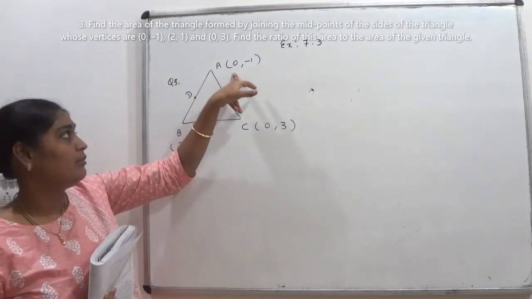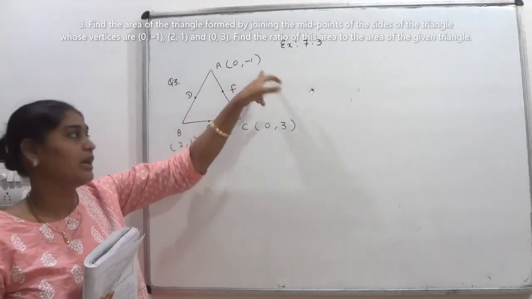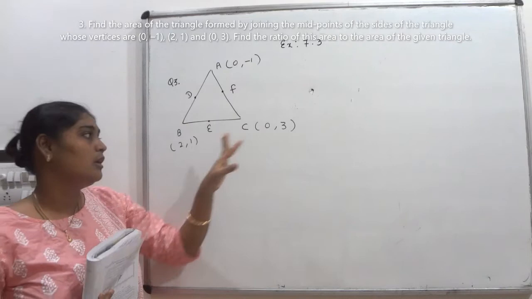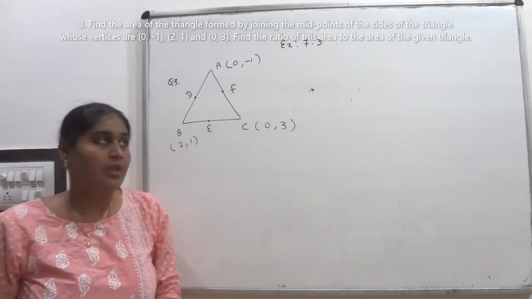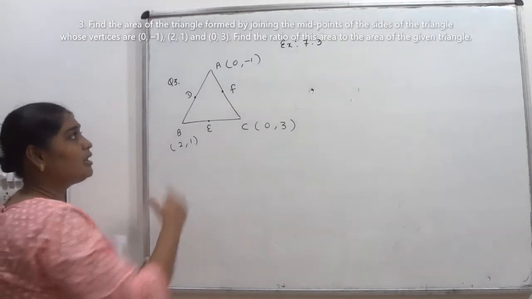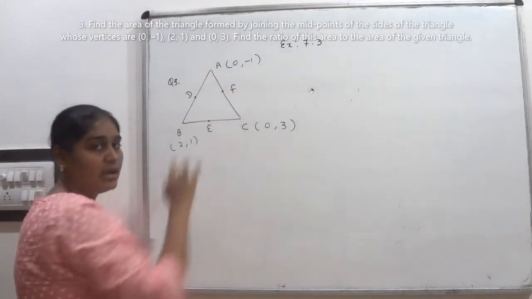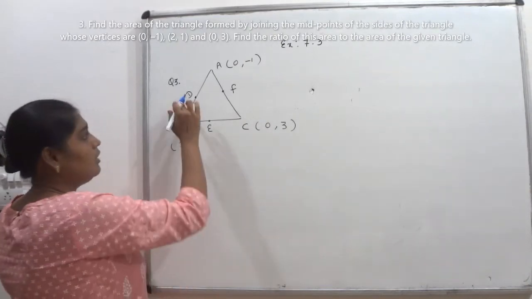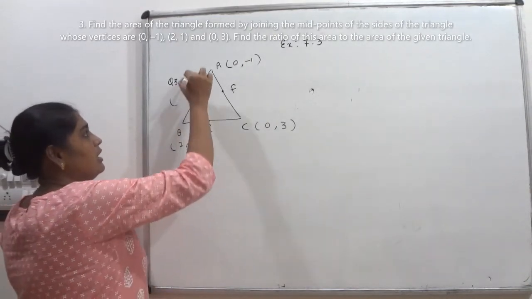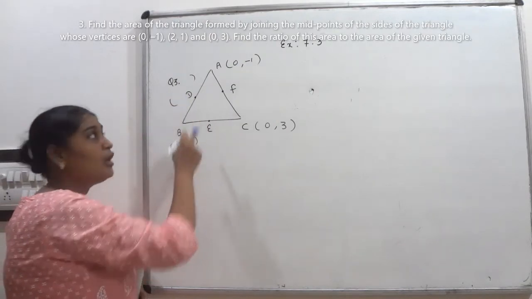First point I have taken as point A, that is (0, -1). Second one (2, 1), that is B. Third point C I have taken as (0, 3). Here, when you join the midpoints of each side of a triangle, it will give you another new triangle. Look here, you can find the coordinates of point D because D is the midpoint of AB.